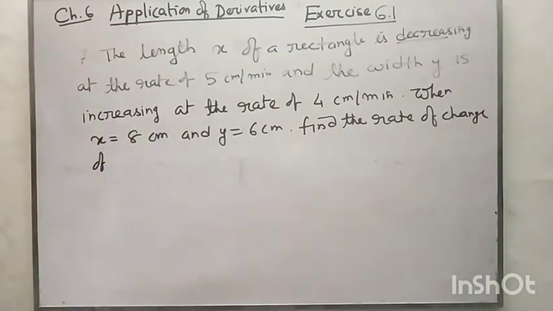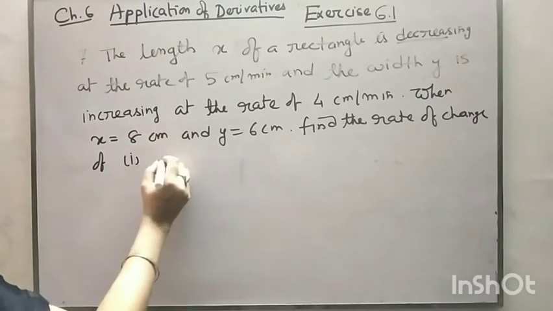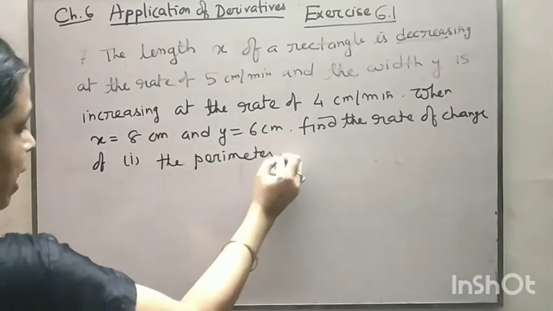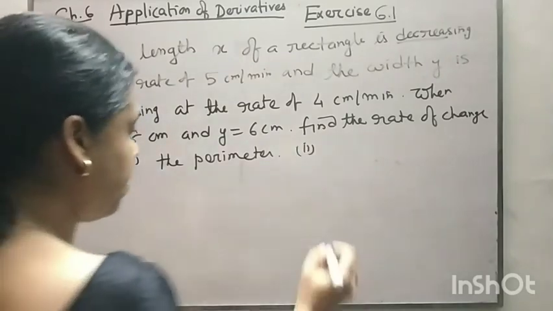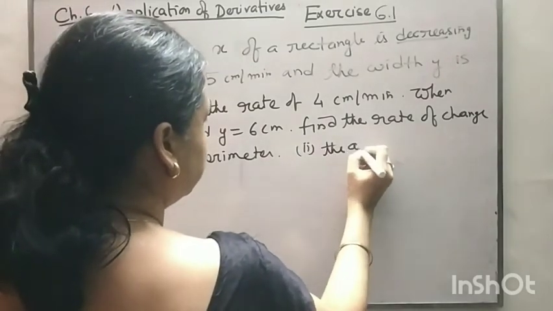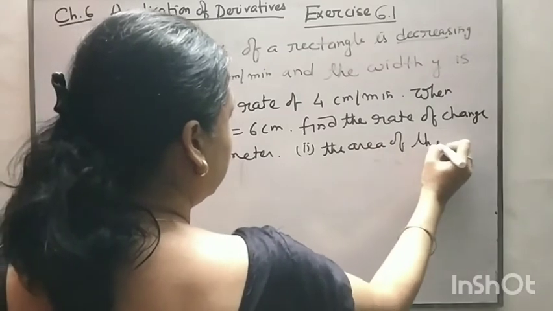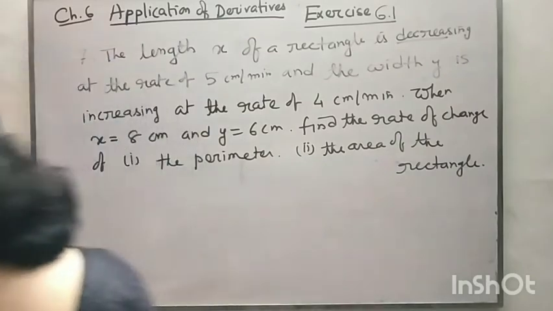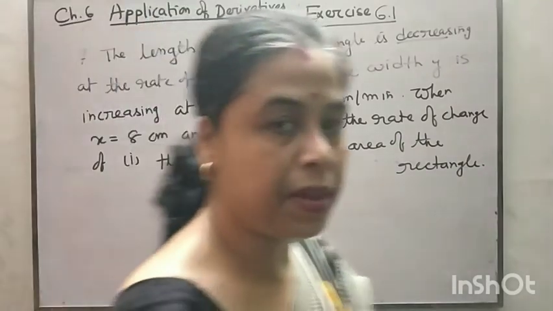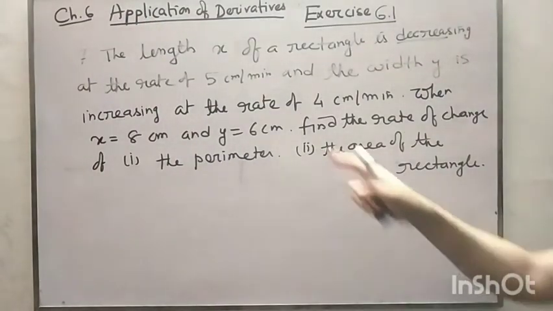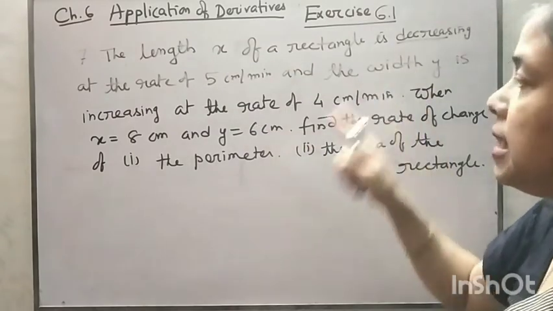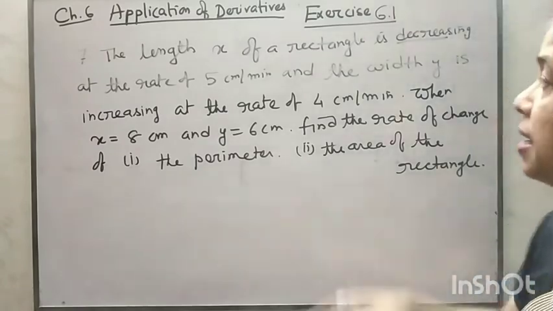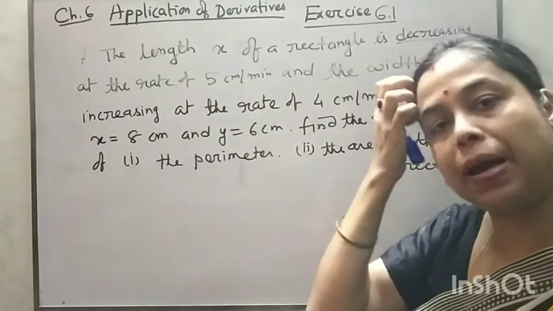Two questions are given here. Number 1, the perimeter, and number 2, the area of the rectangle. So read the question properly. Here what is given? It is given that the length of a rectangle is decreasing. Length is given as x, and x is decreasing at the rate of 5 cm per minute.